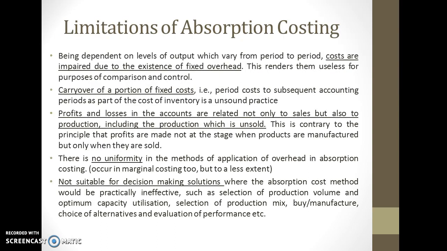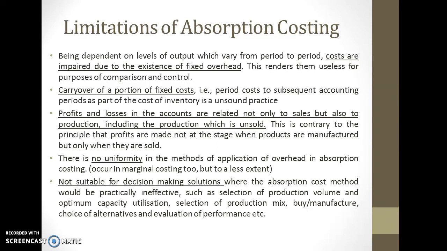Now, what led to variable costing? There were some limitations of absorption costing. Being dependent upon the levels of output, which vary from period to period, the total costs are impaired due to the existence of fixed overhead. This renders them useless for purposes of comparison and control.